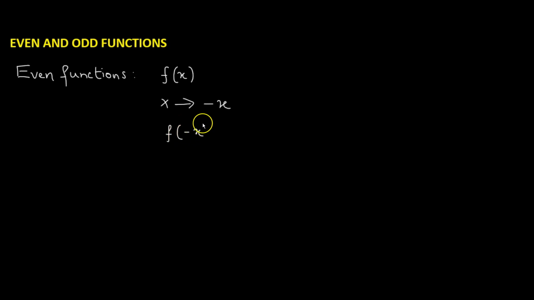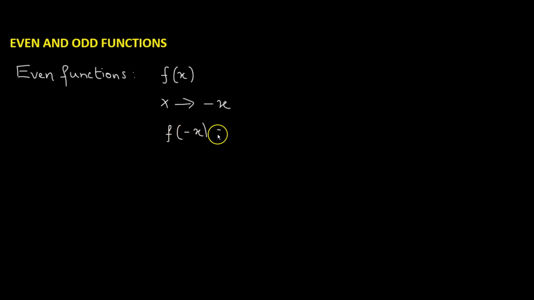Let's talk about two special types of functions, even and odd functions. So we'll begin with even functions. Suppose we have a function given by f, and this particular function is a function of x. Now, what we can do is replace the value of x with negative x, and this is going to give us f of negative x.